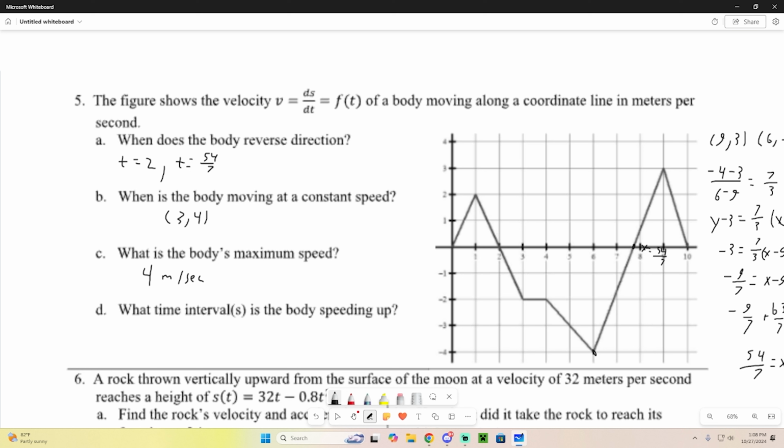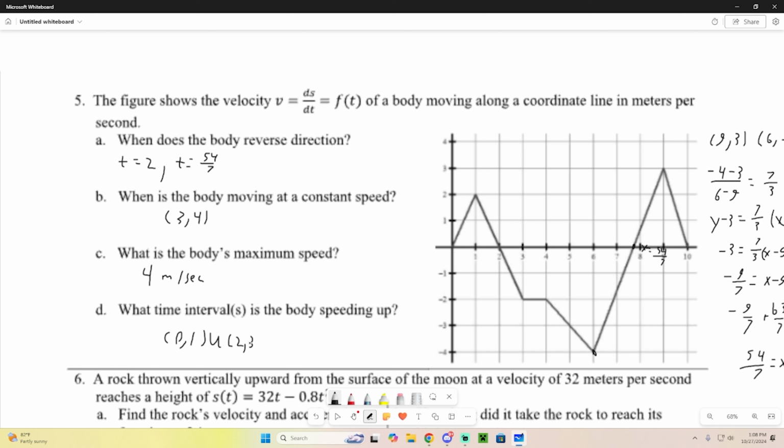Alright, what time interval is the body speeding up? It speeds up when its acceleration and velocity are both increasing. Basically when it's positive and the slope is going up, which is from right here, 0 to 1, union. And we can also have a maximum speed when the velocity and the acceleration are both negative, which means the graph has a downward slope and is negative, which is from right here, 2 to 3.